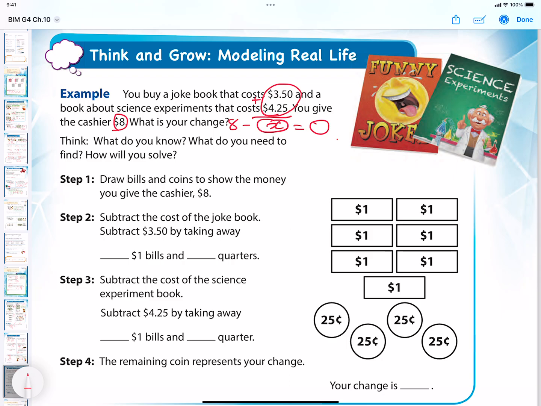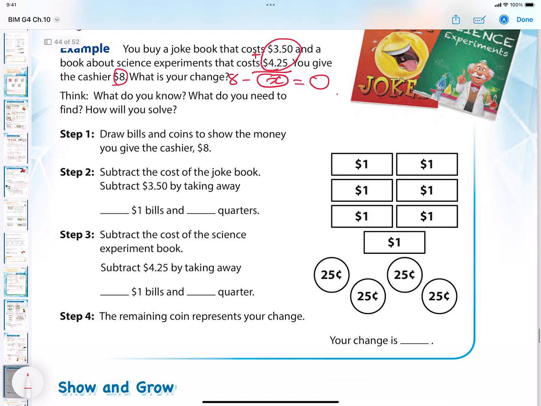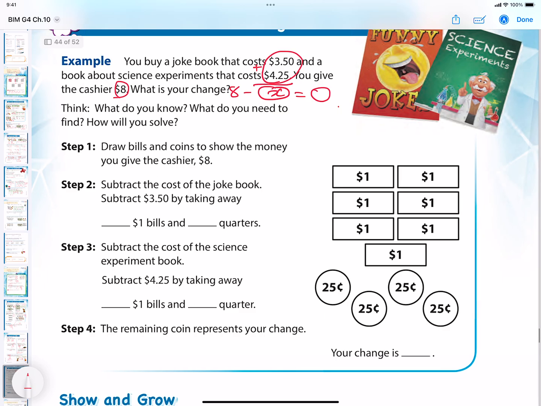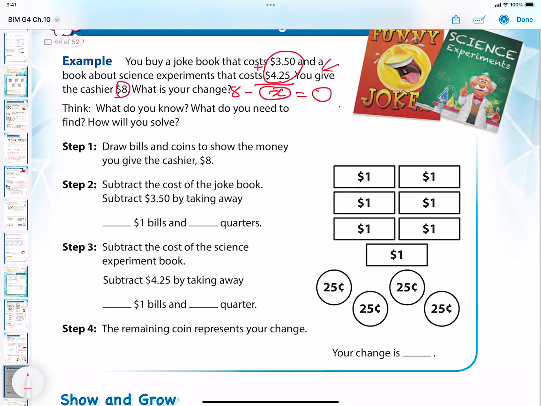Okay, think. What do you know? Okay, and what do you need to find? How will you solve? Oh, we just explained in here, right? Everything is here. Okay, draw bills and coins to show the money. You give the cashier $8. Okay, step 2. Subtract the cost of the joke book. Subtract $3.50 by taking away. Okay, so they're going to go for a hard way, but anyway, it's fine.